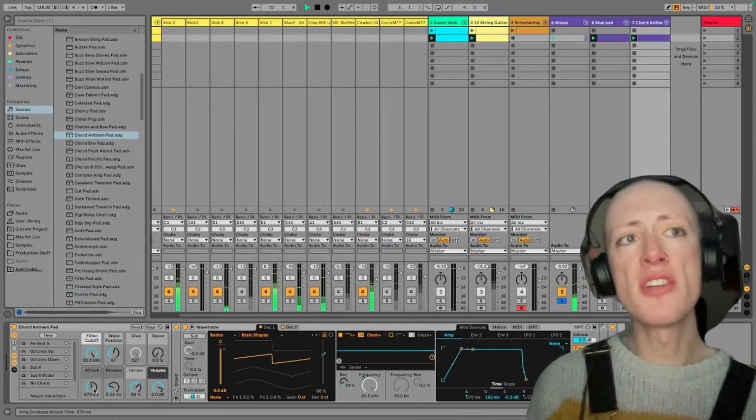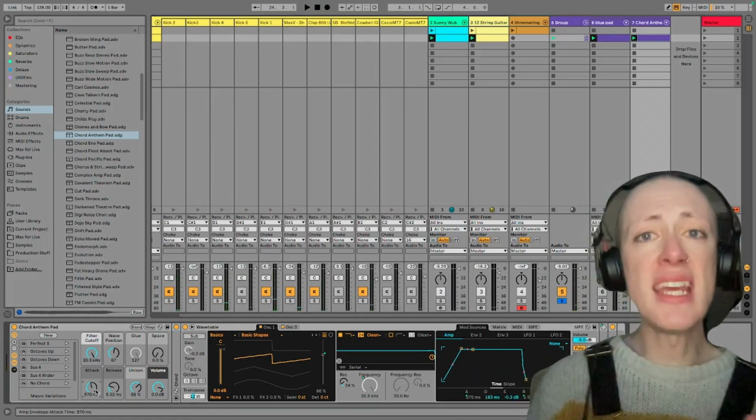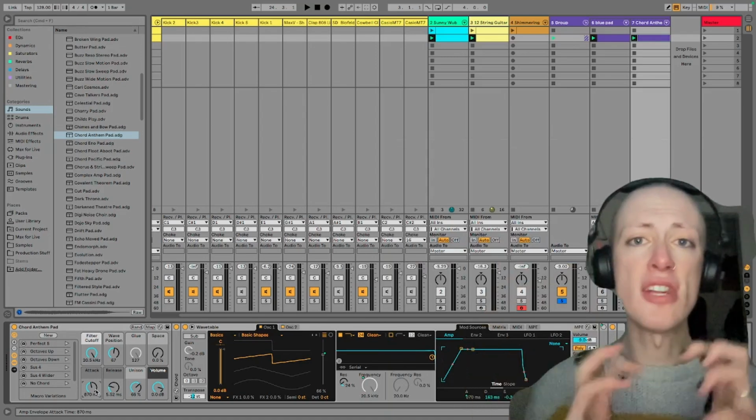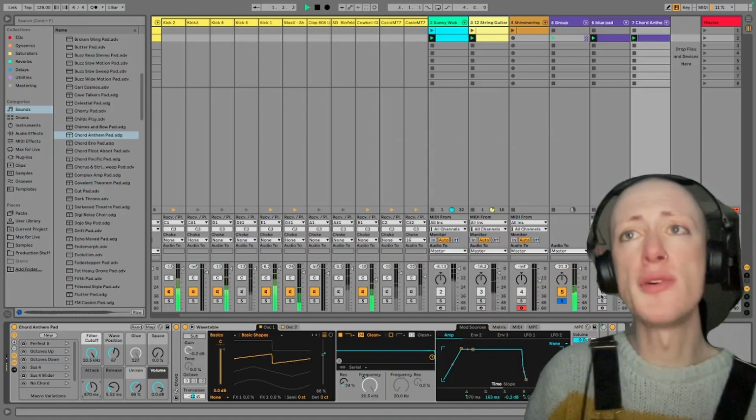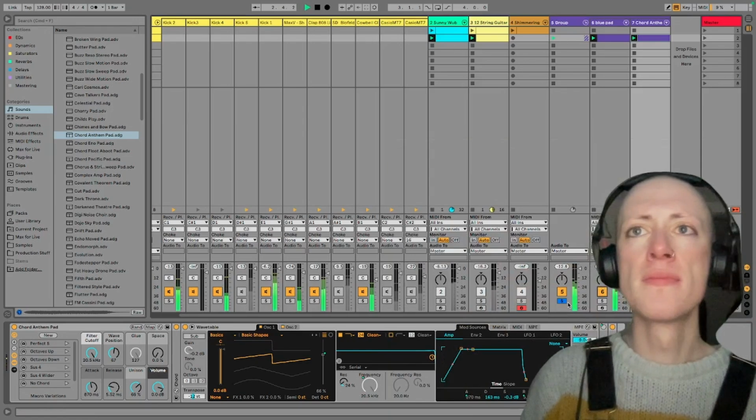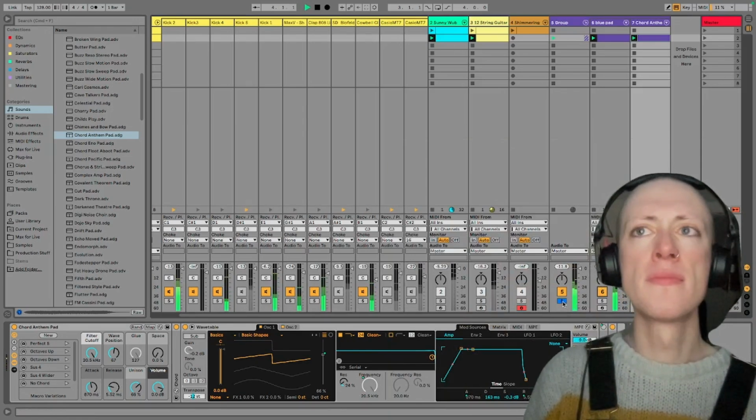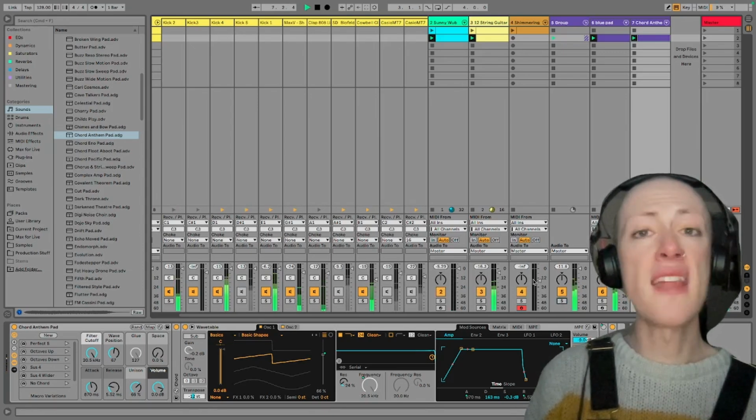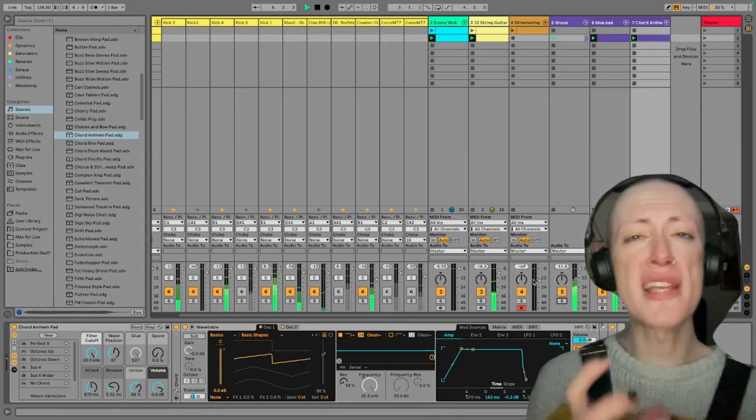Added some attack time, as you can hear. That attack time is really key. Having that kind of slow fading in of each chord is, I think, really cool. And I think that makes it a really cool contrasting flavour.